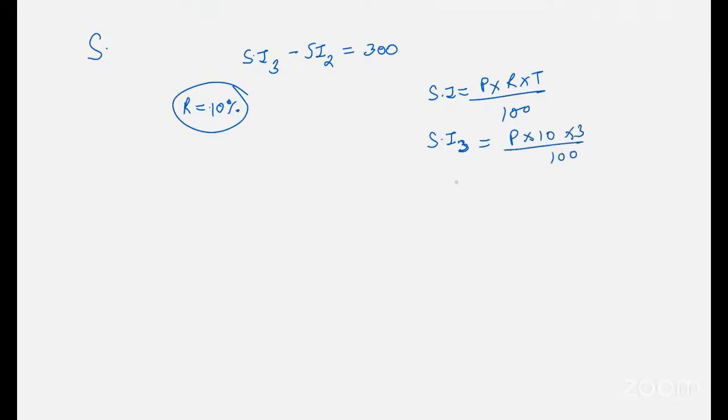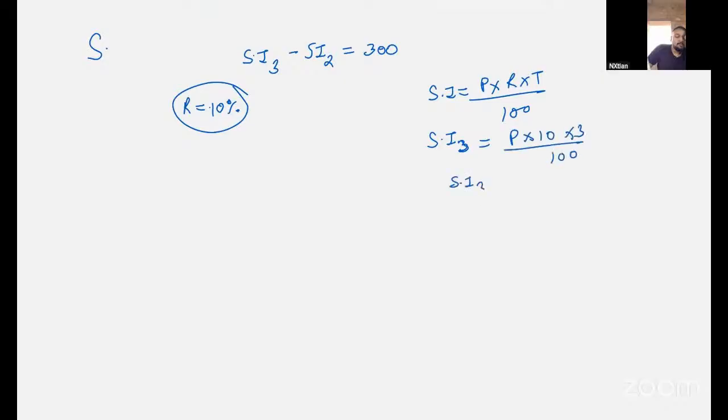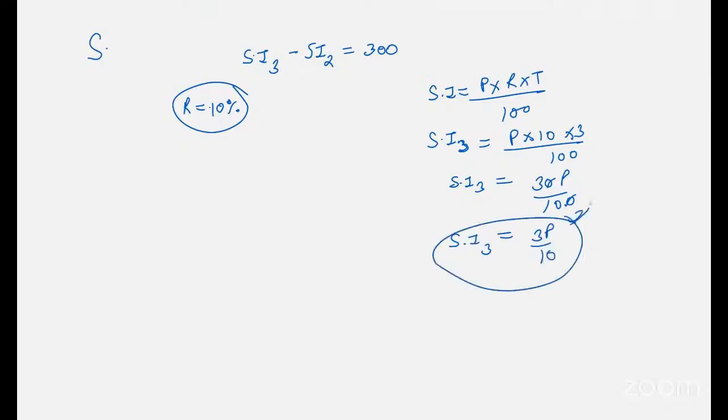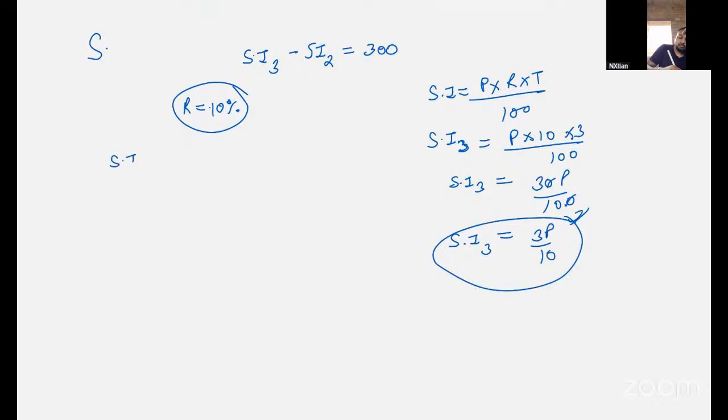So SI3 will be 30p upon 100. And if I simplify more, SI3 will be 3p upon 10. Got it? Same we have to calculate for the SI2.